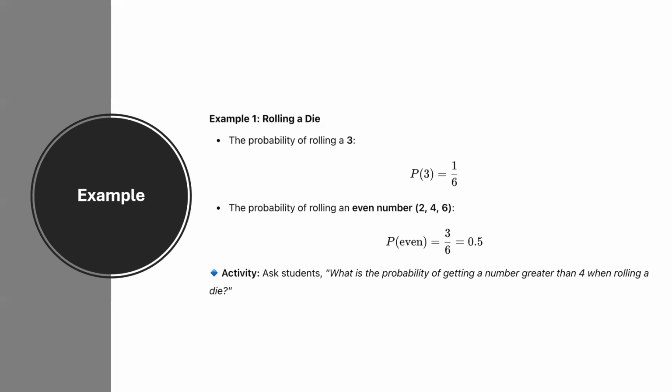That's our target event here: getting a number greater than 4. So how many numbers are there greater than 4? 5 and 6. So what is the total number of favorable outcomes? 2. And the total number of possible outcomes? 6. So the final probability of getting a number greater than 4 will be 2 divided by 6.